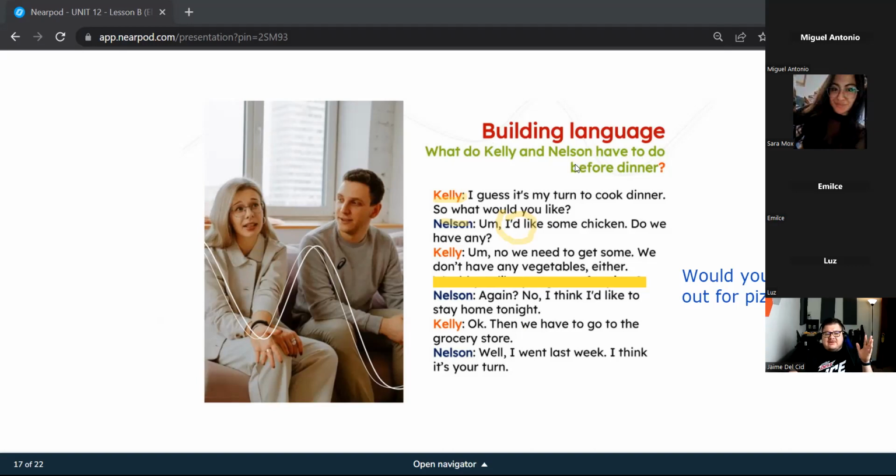Entonces, ahorita conforme los compañeros van leyendo, nosotros intentemos poner atención en cuanto a de cómo se está desarrollando, ¿verdad? ¿Cuál es el plan? ¿Por qué no está funcionando? ¿Y qué se necesita para poder llegar a cenar? Eso es lo que justamente necesitamos. So, Sara, you're going to be Kelly, and Emilce, you're going to be Nelson. Okay, so let's go ahead and start.